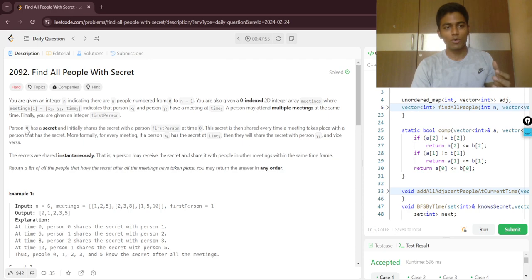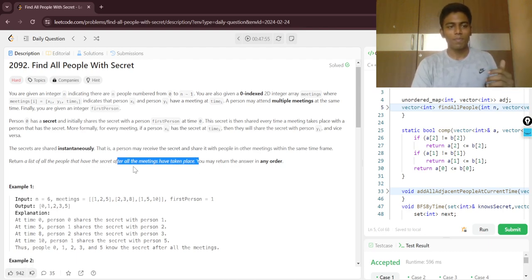At the starting itself, person 0 knows the secret, and he is going to spread this secret to the first person at time ti equal to 0. And then at last we need to return all the people who know the secret after all the meetings have taken place.